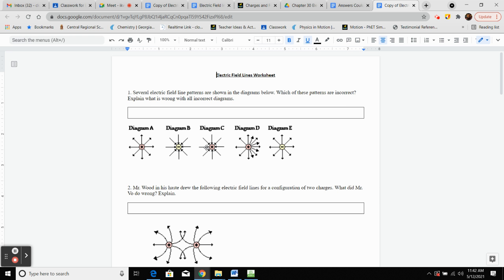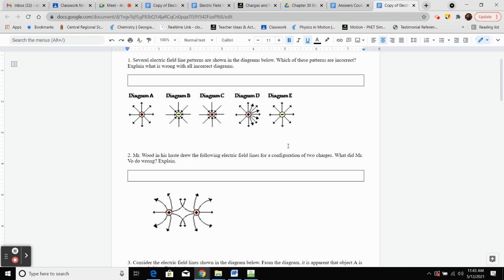And we would basically explain that the field lines are going to radiate out from a positive charge, and they will move inwards towards a negative charge. Okay, Mr. Wood, in his haste, drew the following electric field lines for a configuration of two charges. What did Mr. Wood do wrong?